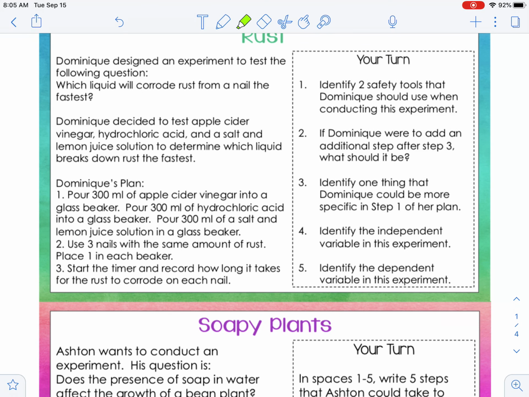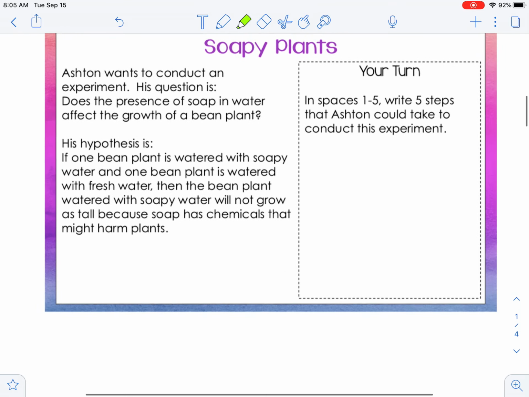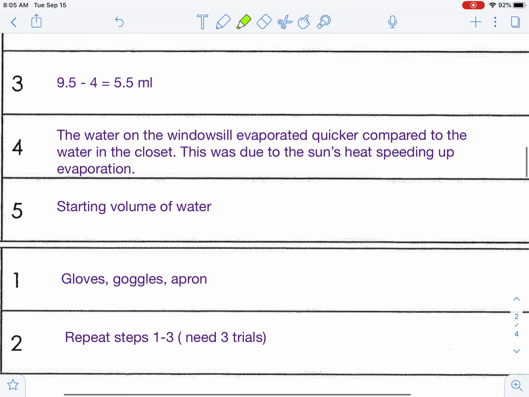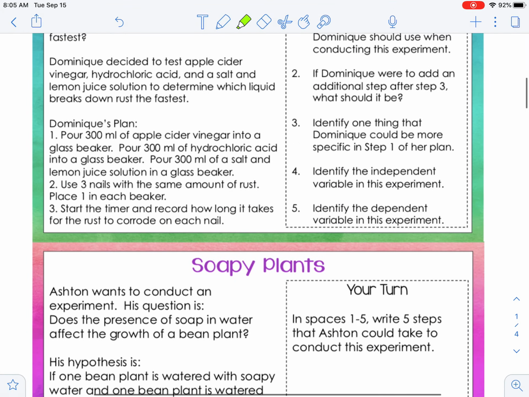If Dominique were to add an additional step after step 3, what would it be? Repeat steps 1 through 3. We need to have 3 trials because what we've got going on here is that we just have 1 going on. That's just 1 trial, and we know that we need to have 3 trials to see if our results are reproducible. Are they reliable? So we would do another trial.